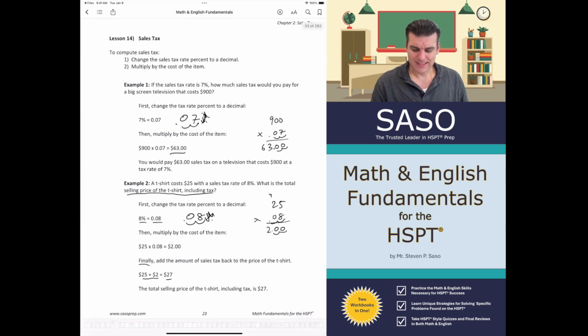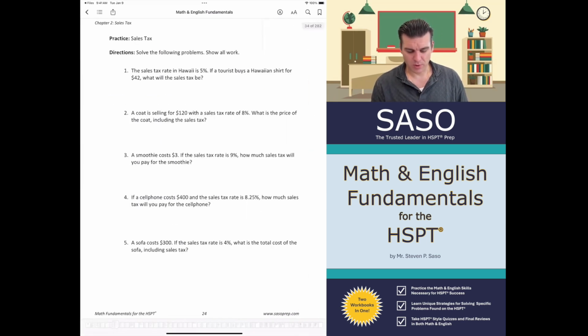Okay, let's have a look at some example problems like you may find on the math test of the HSPT. So here are our directions. Solve the following problems, show all work. Okay, number 1, the sales tax rate in Hawaii is 5%. If a tourist buys a Hawaiian shirt for $42, what will the sales tax be?